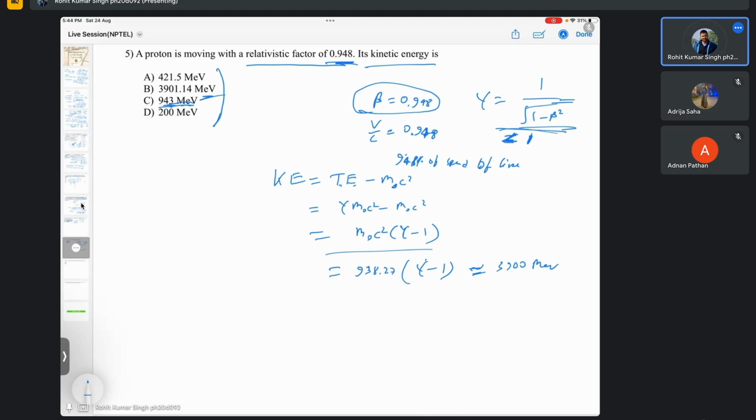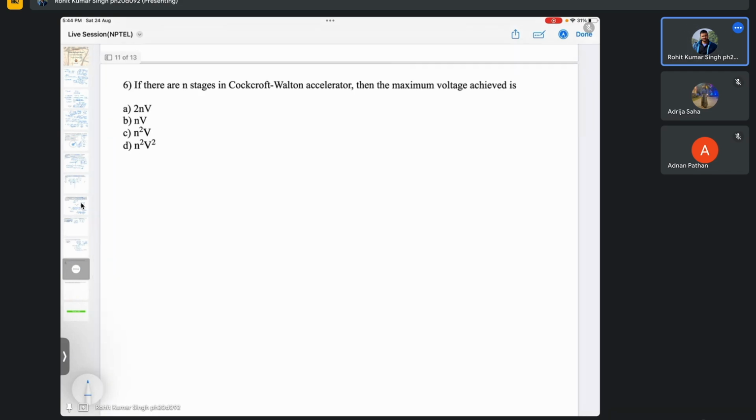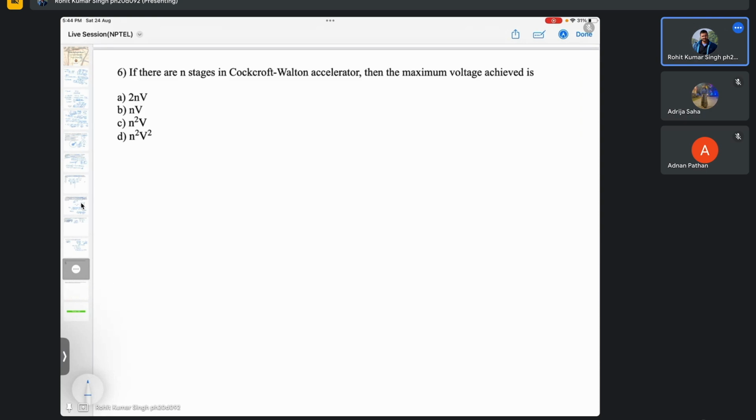Okay. This one is trivial. If there are n stages in a Cockcroft-Walton oscillator, the maximum voltage achieved is 2nV. We know that. I discussed this in the beginning. Drija, you were not there, but if you go through the lectures, this is also discussed there.